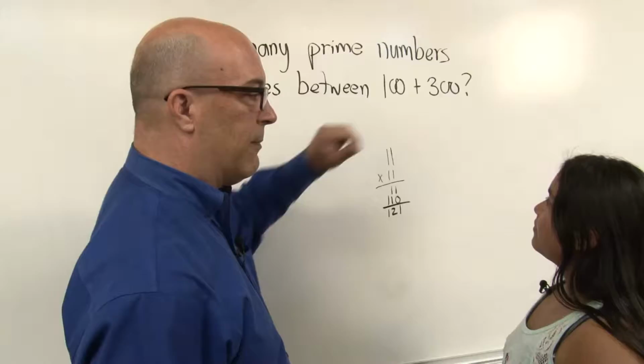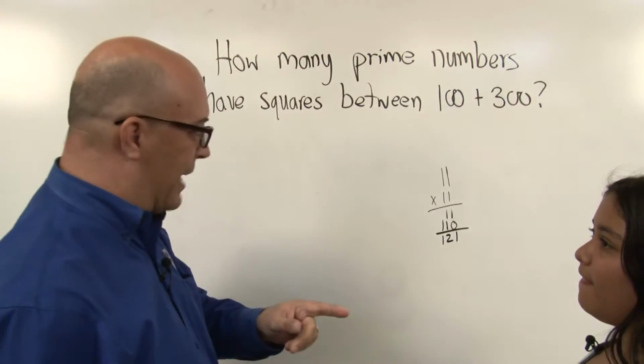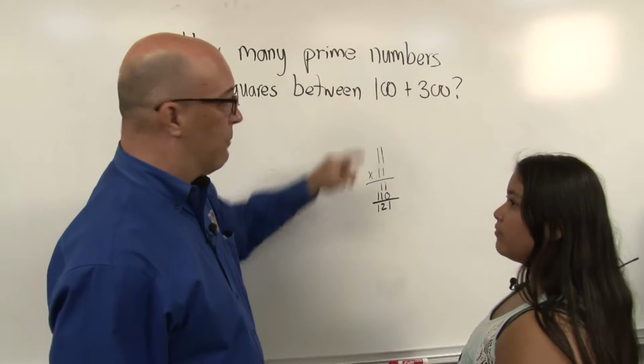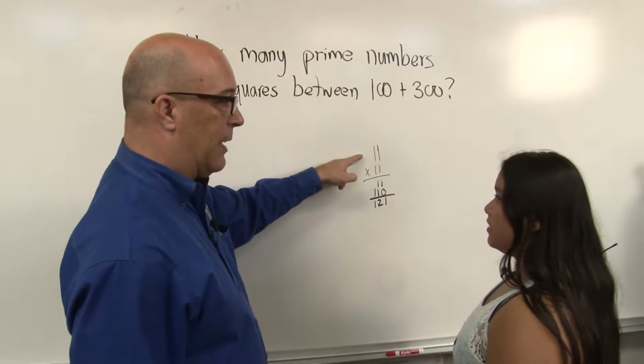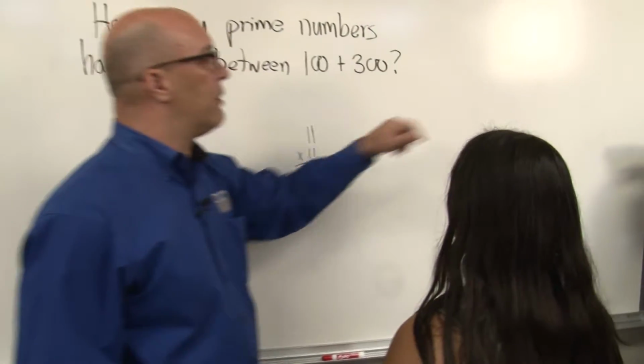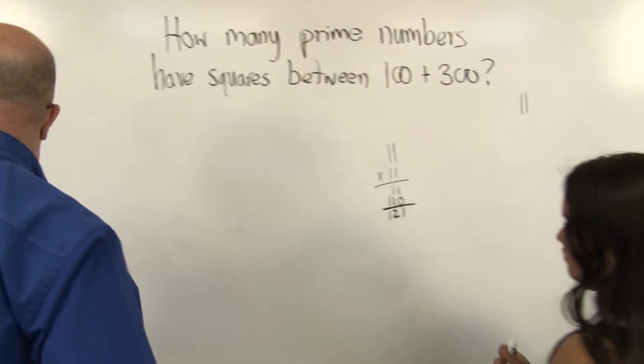Now, what number could we square to get 100? 10. And that's not going to work, is it? It has to be between. Exactly. So we know that this is between 100 and 300. And what number did we square? 11. And is that prime or composite? Prime. Okay, so why don't we go ahead and write 11 over there so we know that that's one of them. Okay, so we've done 11.